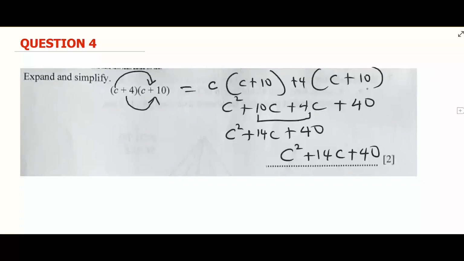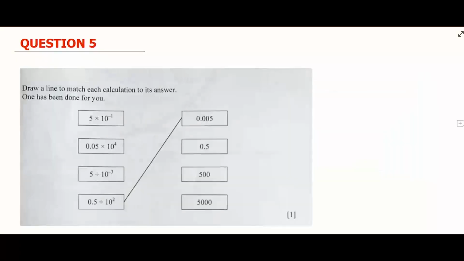So let's jump into the next question, question 5. You're asked to draw a line to match each calculation to its answer. One has been done for you. If you look at the expressions here, they are all talking about standard form. Let's look into the first one that has been done for us.